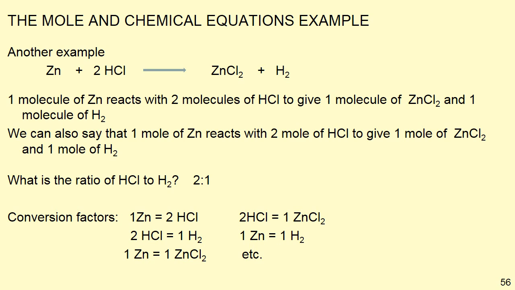So what's the ratio of HCl to H2? 2 to 1. We need 2 HCl's for every 1 zinc. So we can make any conversion factor like you see there. 1 zinc equals 2 hydrochloric acids. 2 hydrochloric acid equals 1 H2. 1 zinc equals 1 zinc chloride. 2 HCl's equals 1 zinc chloride. Any two of those can equal each other. Of course, they're not equal to each other, but they're equivalent to each other, so we can convert from one to another by using those.